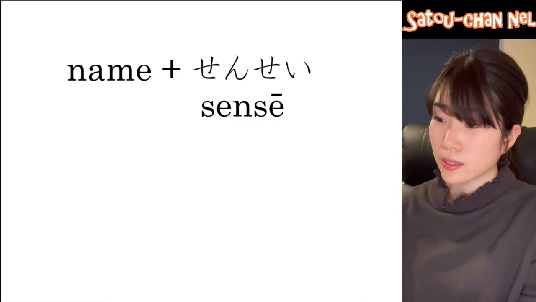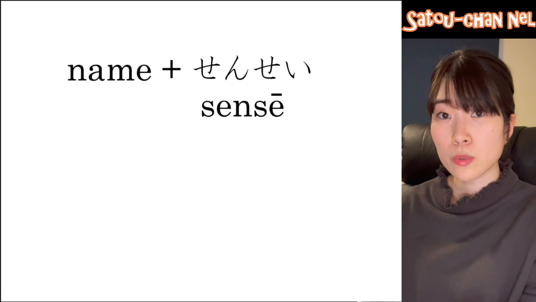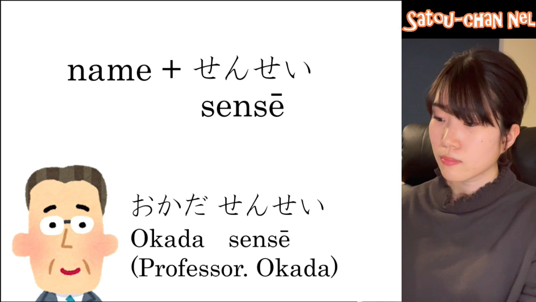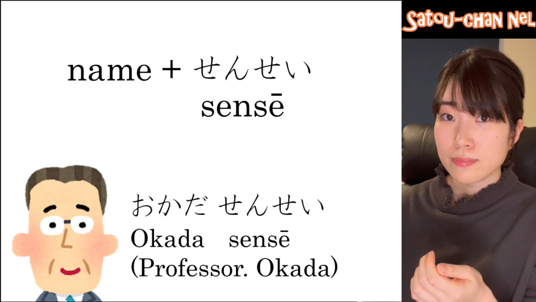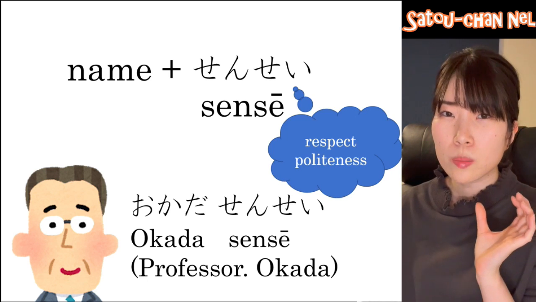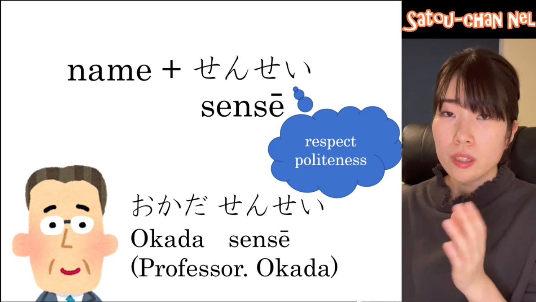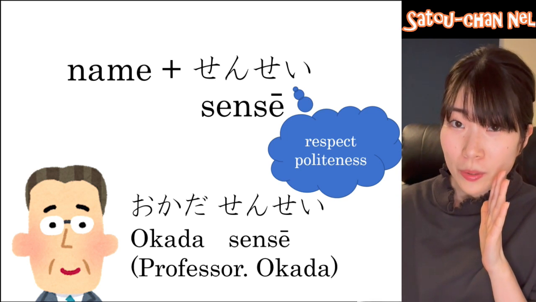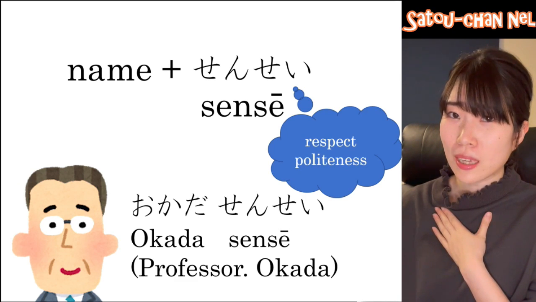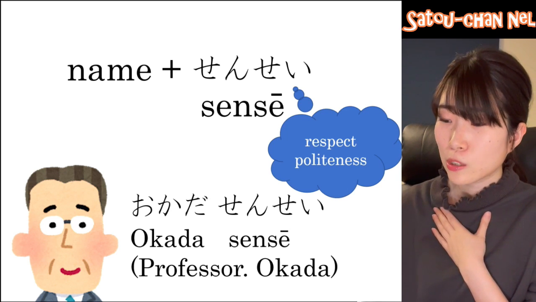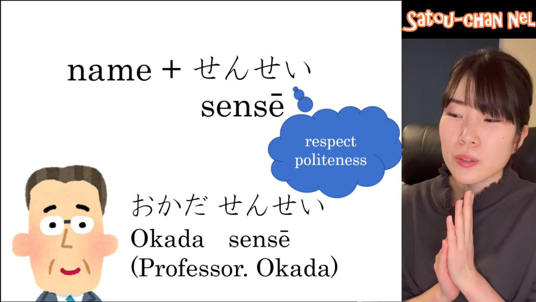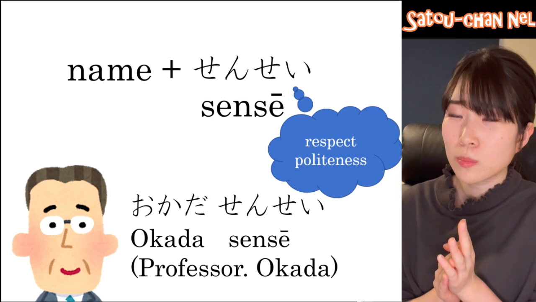And this word sensei can be put together with a name. Name plus sensei, like Okada sensei. It means like Professor Okada. And the word sensei includes respect and politeness. So you can call me Sato sensei. You don't need to, but you can. But I cannot call myself sensei because the word sensei shows some respect and politeness. I can't be polite to myself. So usually people cannot call themselves sensei.